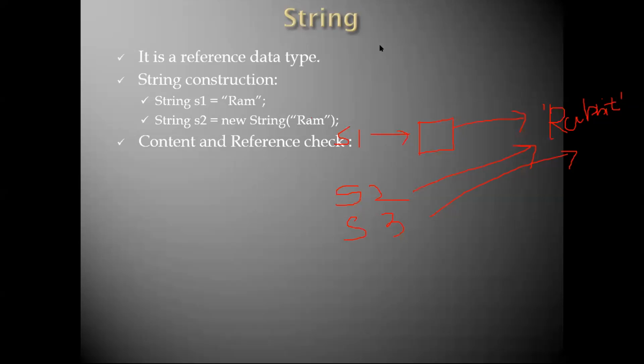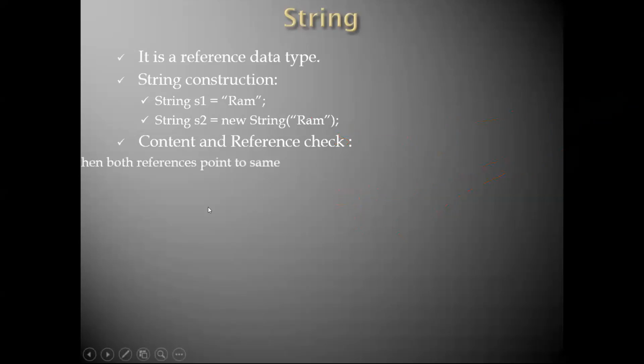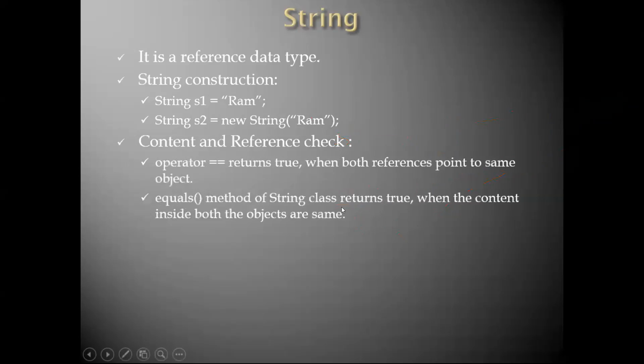Annotate. Clear all drawings. The equals method returns true if both references point to the same object; in a string, it returns true if the content inside them is the same. Clear on strings? Yes. And these are the methods inside string here.